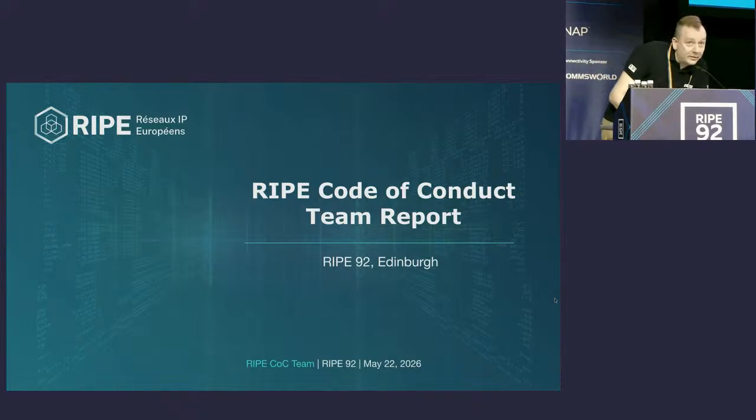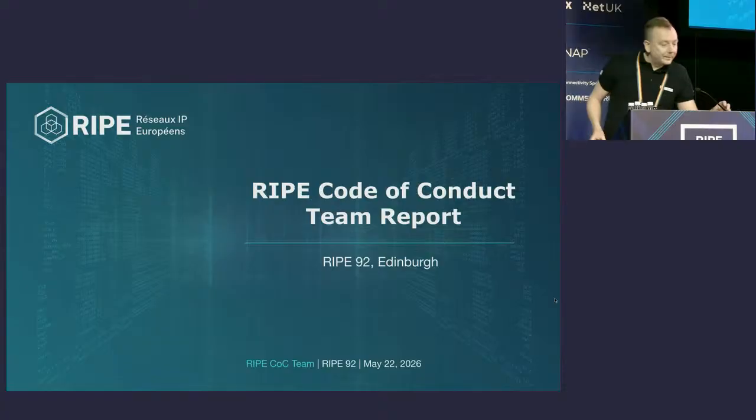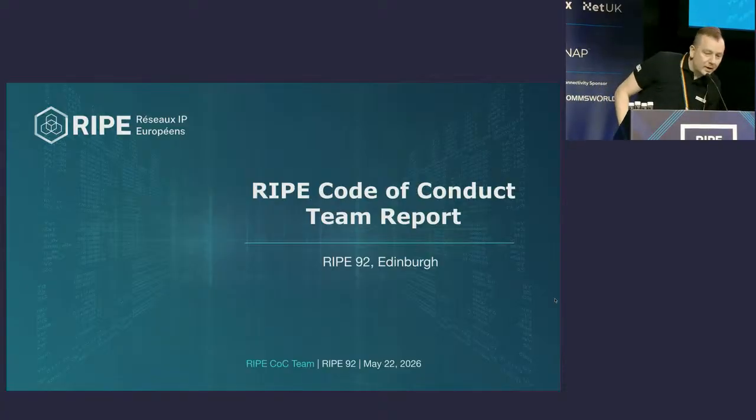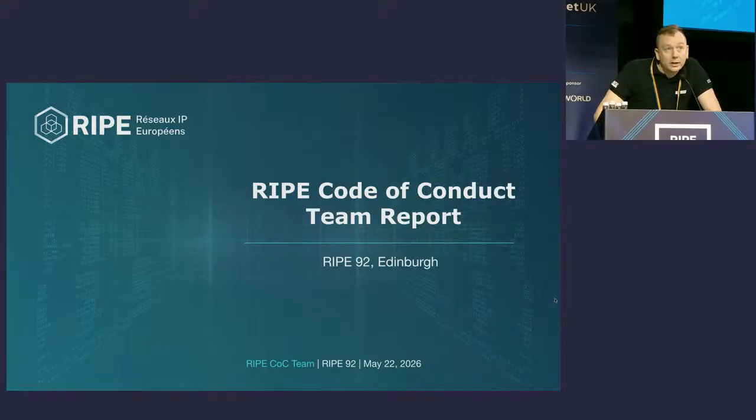I apologize in advance. I don't have any cats in my slides. My name is Andrew McConachie. I'm on the Code of Conduct team, and I'll be talking about the Code of Conduct report that happens at the end of every RIPE meeting.